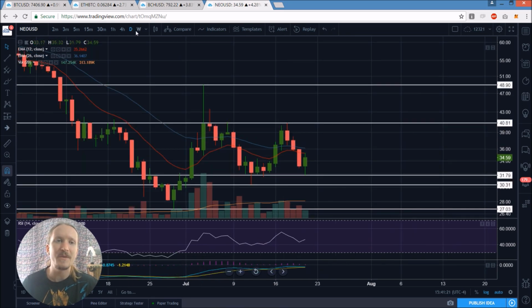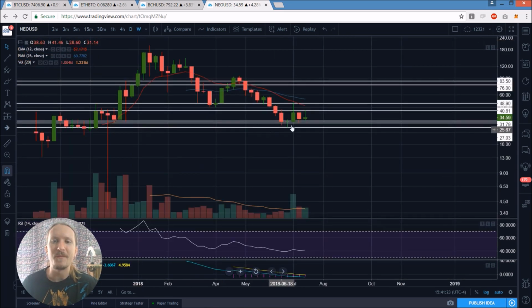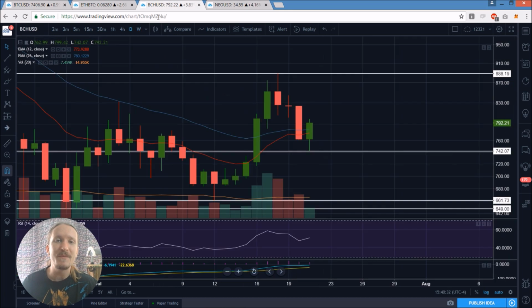So nice tightening pattern to be watching on NEO. The weekly time frame, not really doing a whole lot. This bounce isn't really proving a lot of follow through at this point, and this bounce is very, very likely to just set a lower high. So the weekly chart for NEO is not close to changing any kind of trend anytime soon. Pretty much the same thing for everybody.